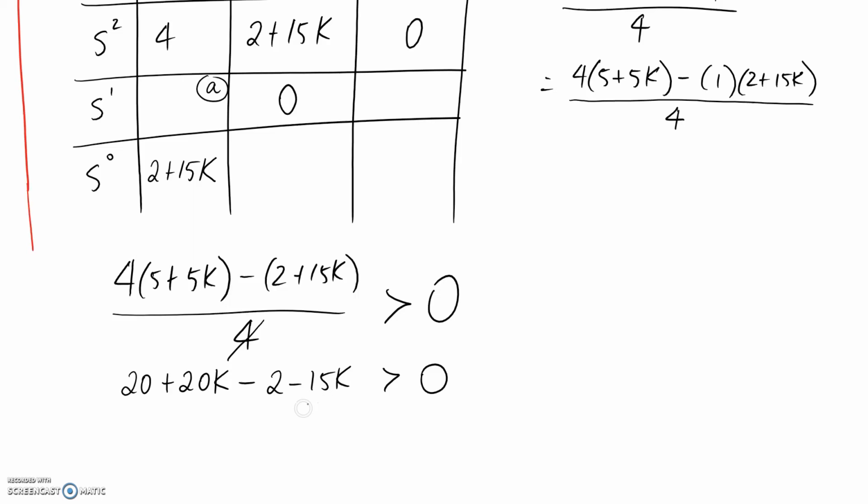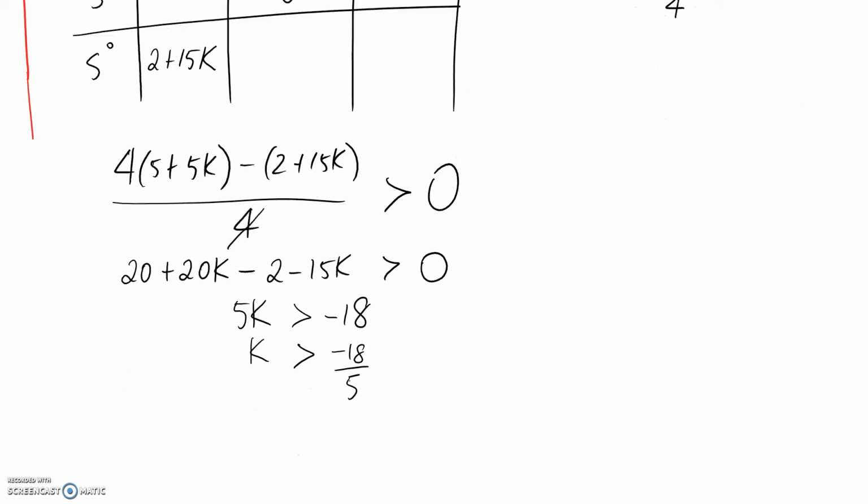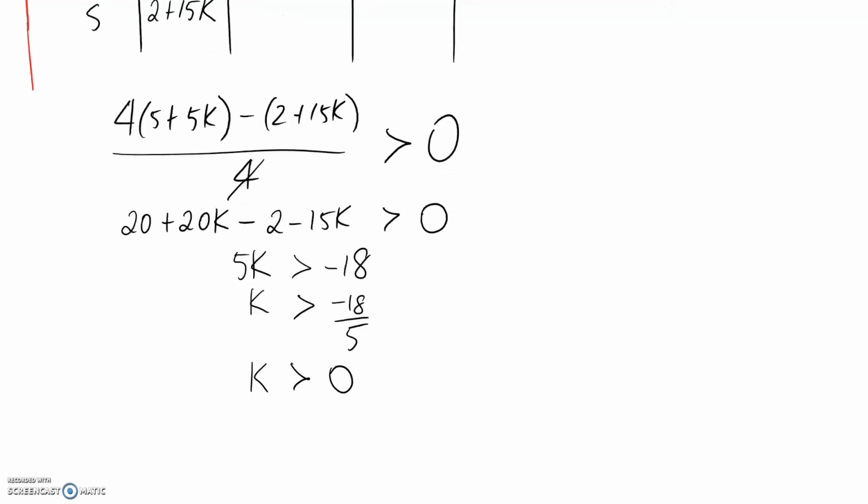So if I put the two k's together, I'm going to get 5k, 20 minus 15. And I'm going to shift both of these constants over to the other side. And for that, we're going to end up with negative 18. So k on its own is going to be negative 18 divided by 5, which is some negative value. And what we can conclude though is overall, k just needs to be bigger than 0 in order for our system to be stable, because a negative gain just doesn't make sense.